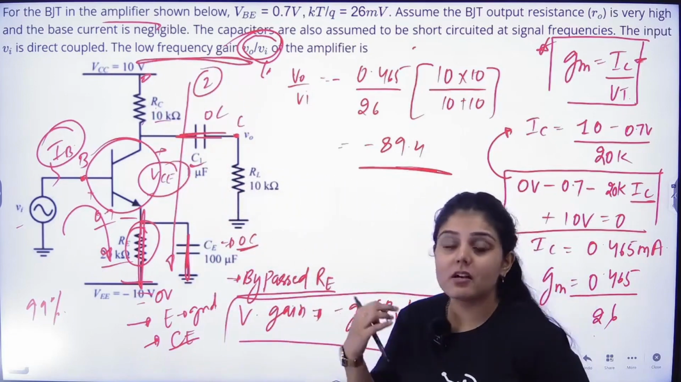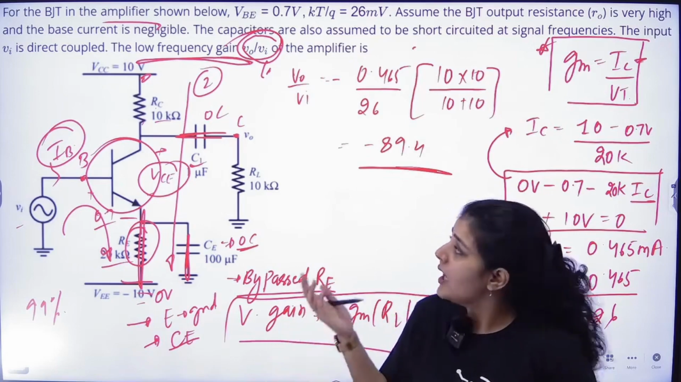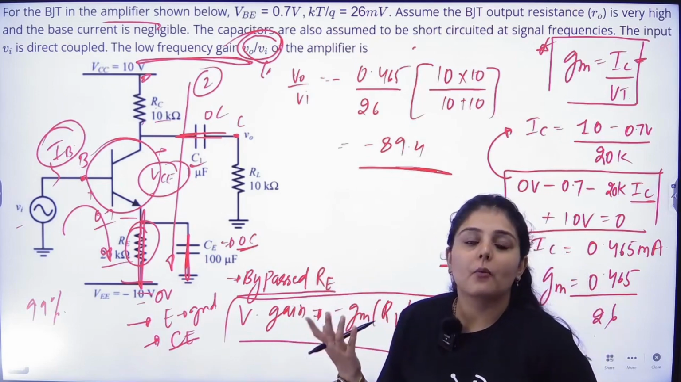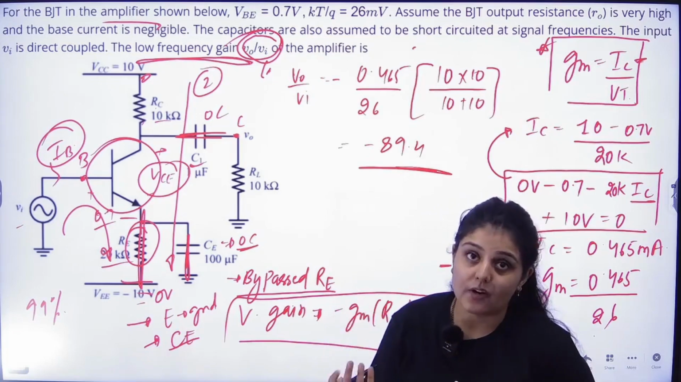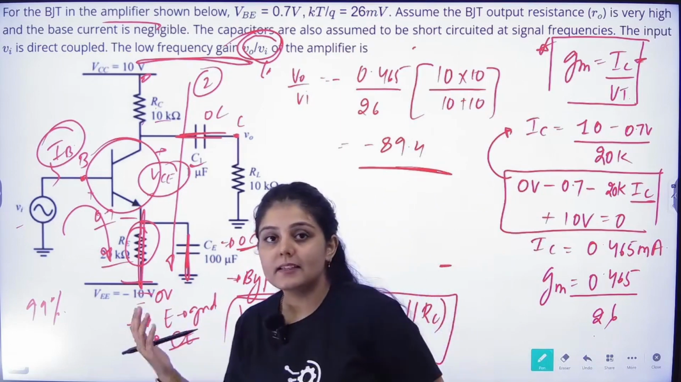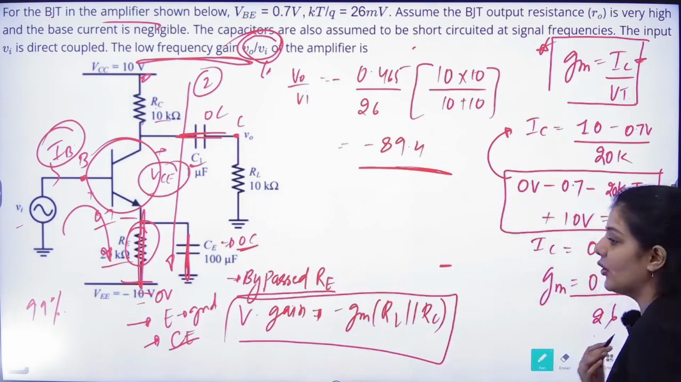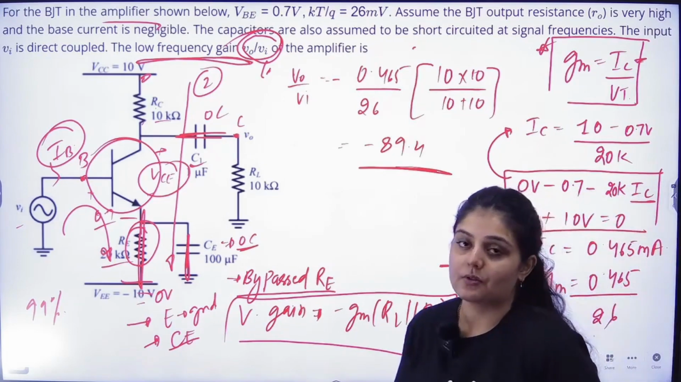So you have to remember these formulas. When you are doing the AC analysis, what will be the value of gain? They are asking us the voltage gain. What will be the value of voltage gain? What will be the value of current gain? What will be the value of input and output resistances of these configurations? Only then will you be able to proceed with the BJT questions.